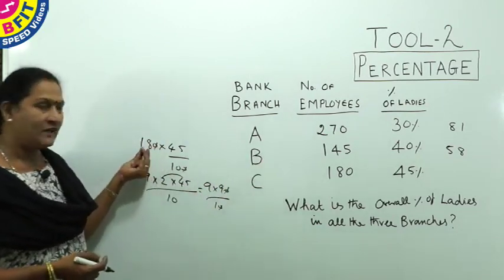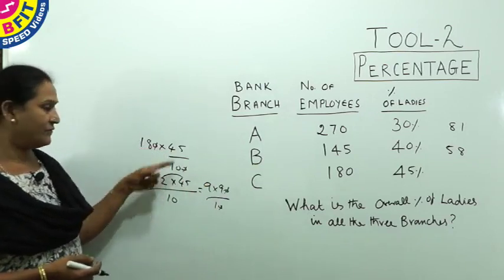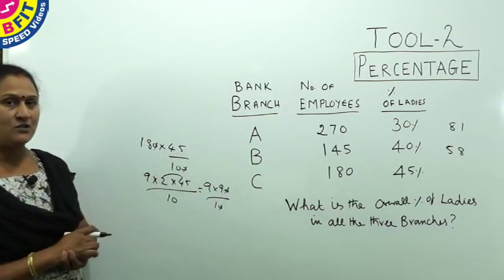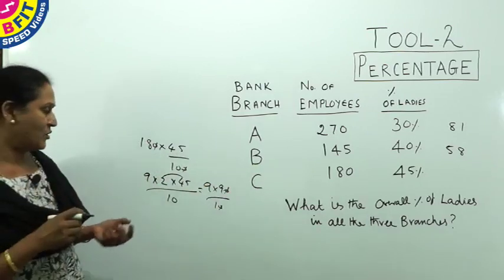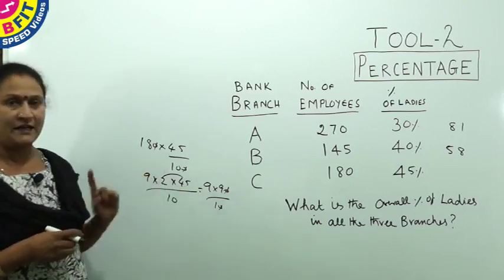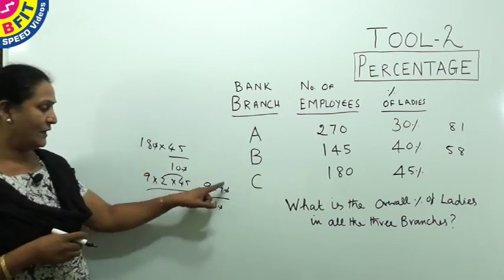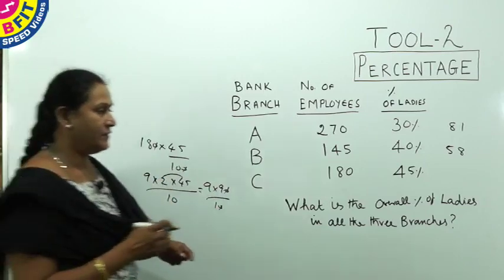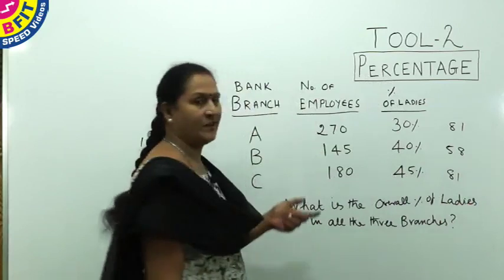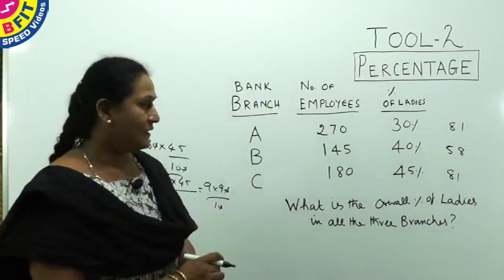So we have split this 18, the even number, 5 multiplied with an even number. We saw this technique in the speed maths concept, the 5-man army concept. So ending with 5, taking this 2 and combining it is 90 into 9, so 810 by 10, or 81. So out of this 180, 45%, we have 81 ladies.